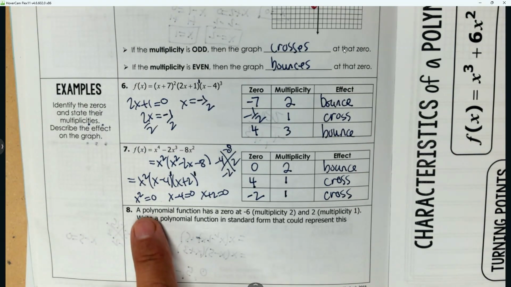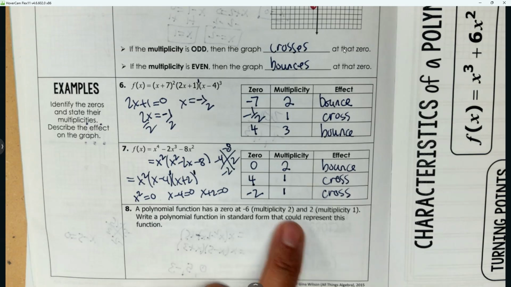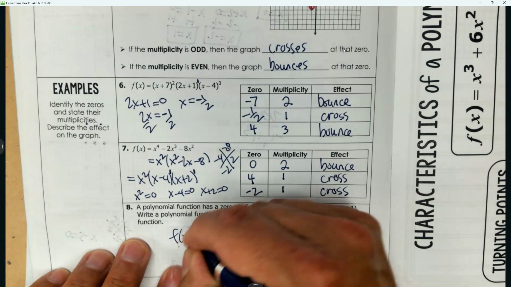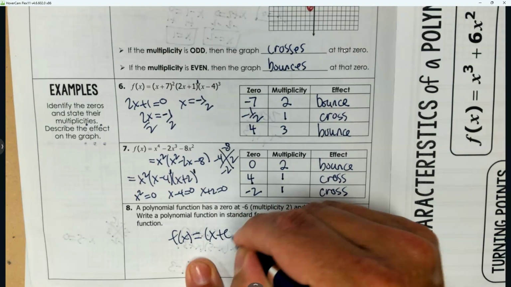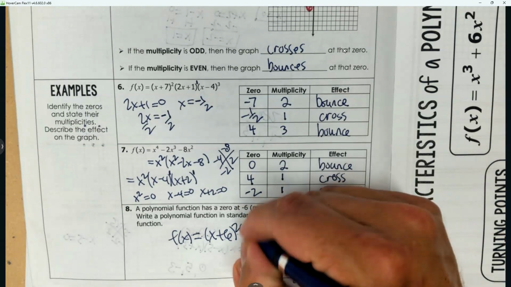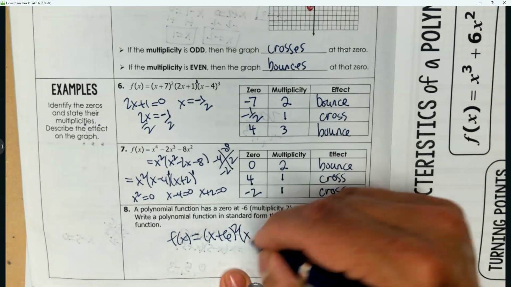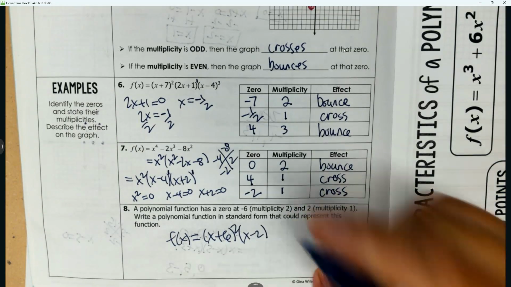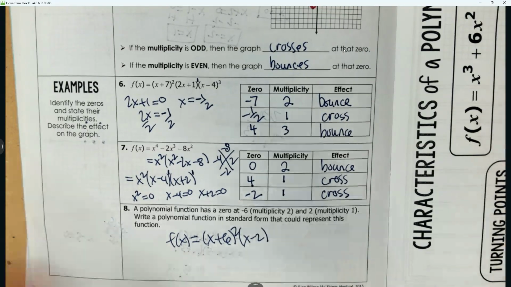All right, number 8. A polynomial function has a 0 at -6, multiplicity of 2, and 2 with a multiplicity of 1. Write a function that could be this. So we start with their opposite numbers. So -6, the opposite is +6. And then the multiplicity tells me the exponent. Again, 2 is a 0. So the opposite number would be x minus 2. The exponent is the multiplicity, which is 1. I don't need to put a 1 there, but it's there. And this equation matches.